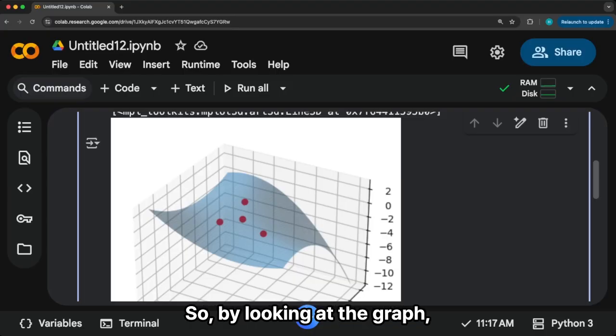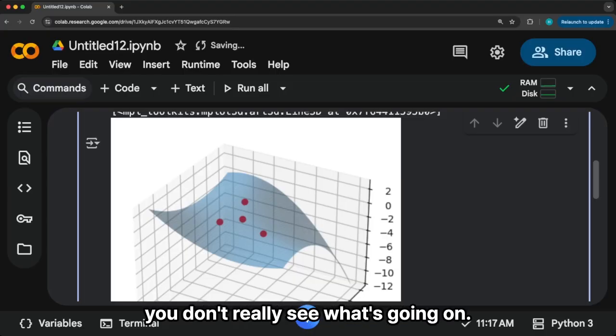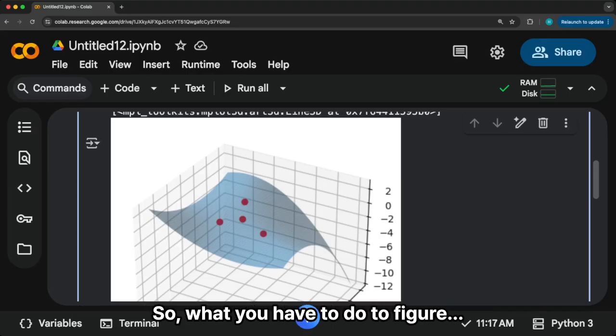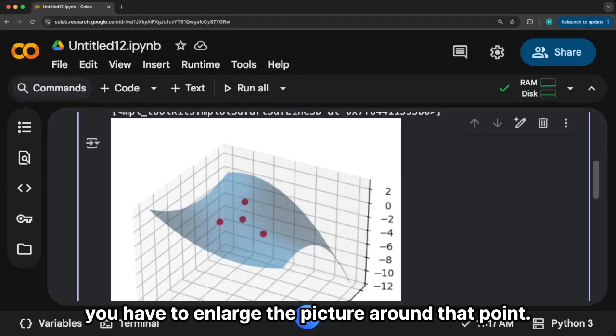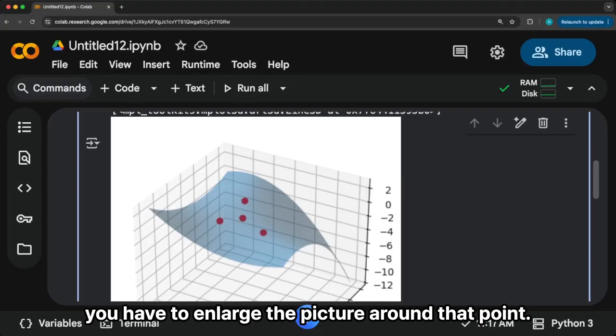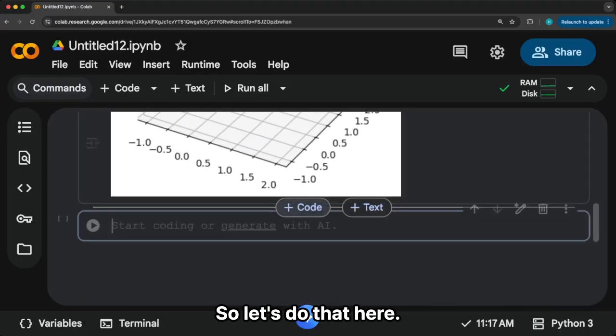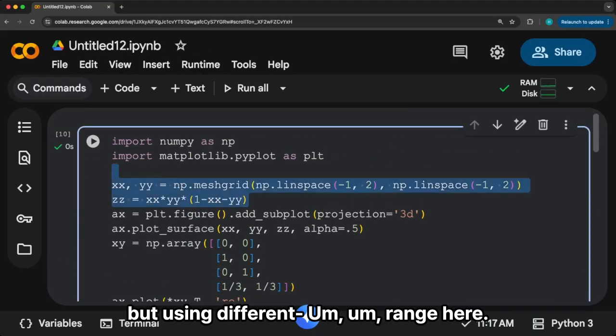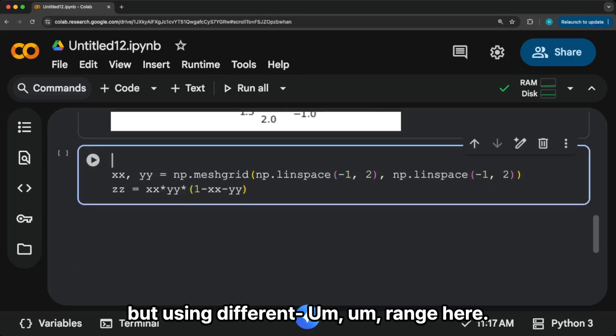So by looking at the graph, the big picture, you don't really see what's going on. It looks like everything is just a minimum point to me. So what you have to do to really check whether that's the case is enlarge the picture around that point. So let's do that here. I'm going to use the same plotting here, but using a different range.